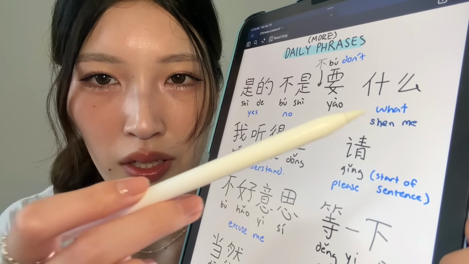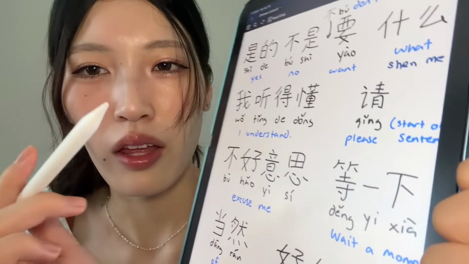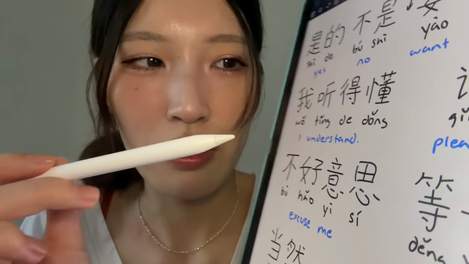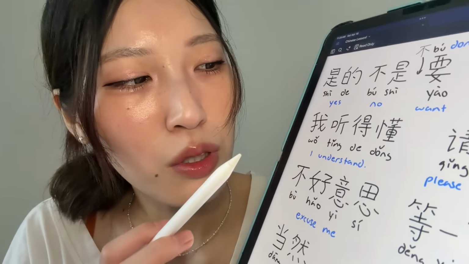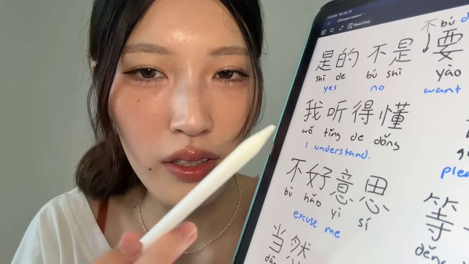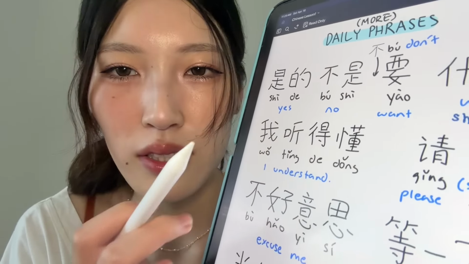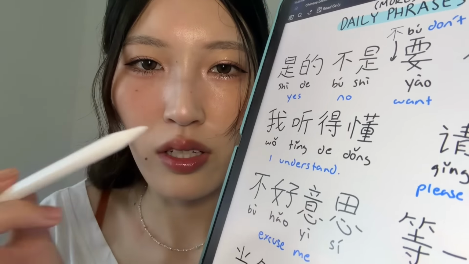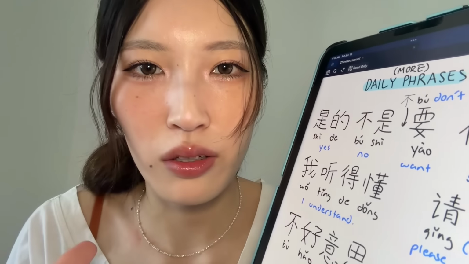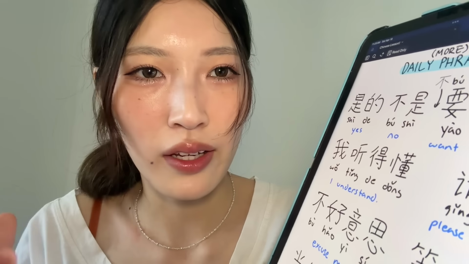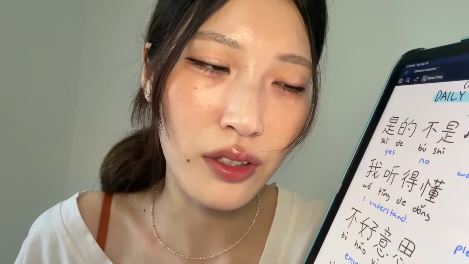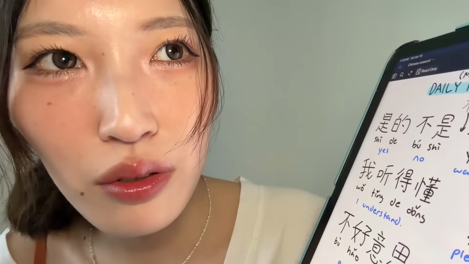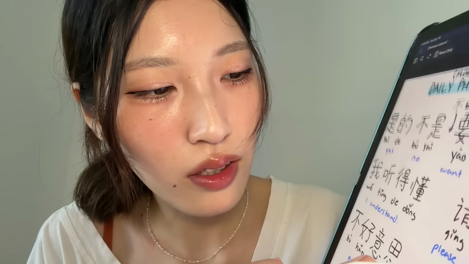So 什么? Okay. 我听得懂. Or you could also say 我明白. Both of these mean I understand. I think for this 我听得懂 variation, it more refers to I understand the language, like I can understand what you're speaking. Okay, 明白 is more like a deeper level of understanding, and we'll get to 明白 later, I think.